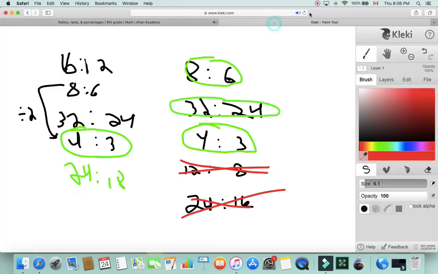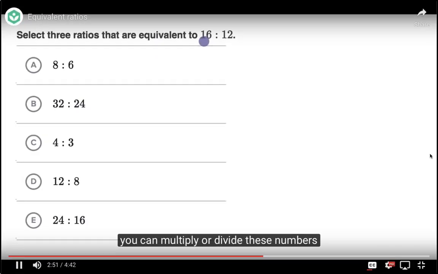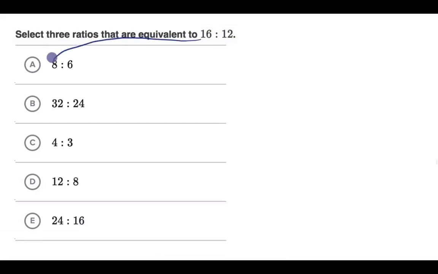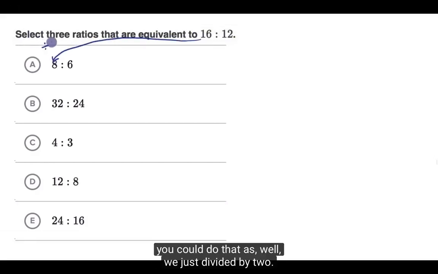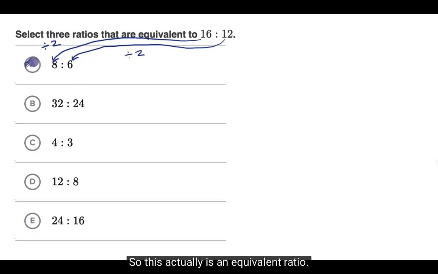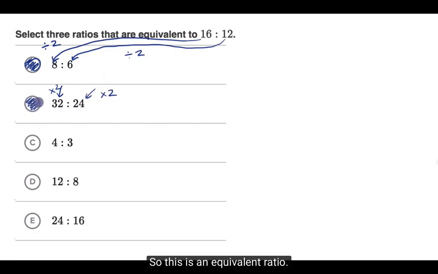So 8 to 6. So first you might say, well, gee, these numbers are smaller than 16 and 12. But remember, to get an equivalent ratio, you can multiply or divide these numbers by the same number. So to get from 16 to 8, you could view that as, well, we just divided by 2. And to go from 12 to 6, you also divide by 2. So this actually is an equivalent ratio. I'll circle that in. What about 32 to 24? Well, to go from 16 to 32, we multiply by 2. To go from 12 to 24, we also multiply by 2. So this is an equivalent ratio.